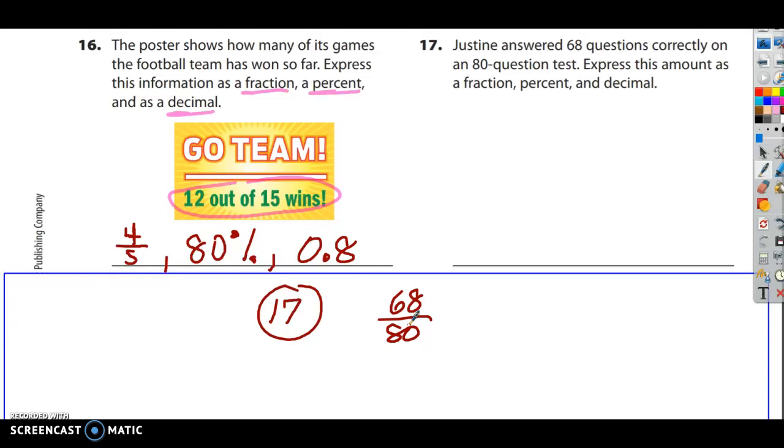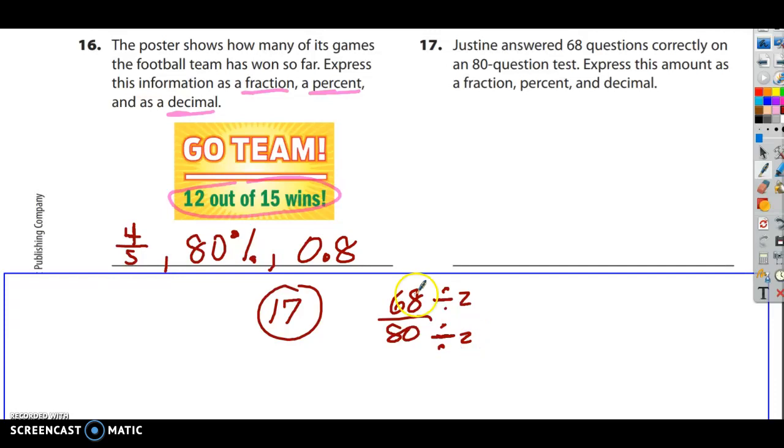So if you remember back to what we did on number 16, we simplified right off the bat, and that's what we're going to do here. We're going to simplify to see if we can get a compatible number with 100. 80 doesn't go into 100 right now, and that's kind of the key with percents. Since 80 doesn't go into 100, we're going to try simplifying. So do 68 and 80 share factors? They do. And I'm just going to do this the easy way. I'm just going to divide by 2 and see what I get.